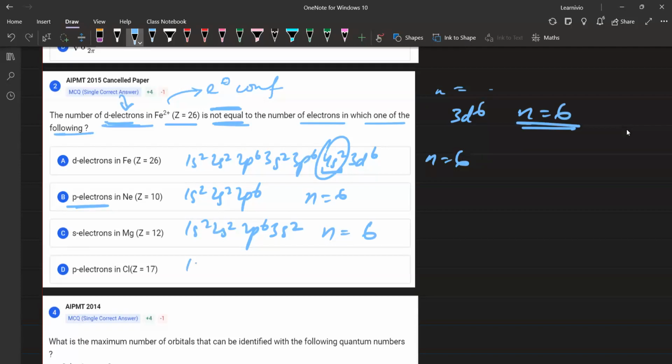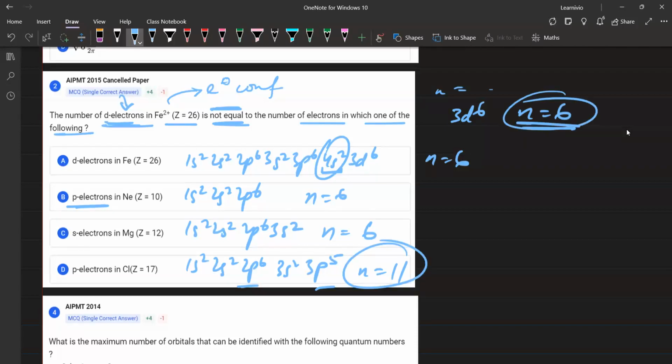Now for chlorine 17: 1s2, 2s2, 2p6, 3s2, 3p, how much? 5. Right? So the p electrons are 6 plus 5, that is equal to 11. And that is why it is not equal to the number of d electrons in Fe2 positive. This option will be correct. The D option.